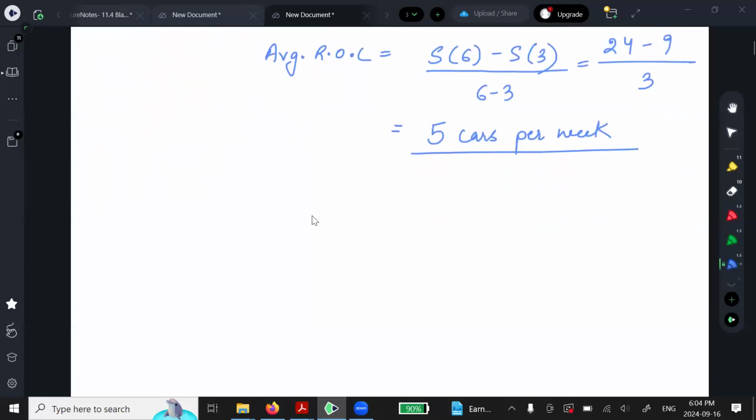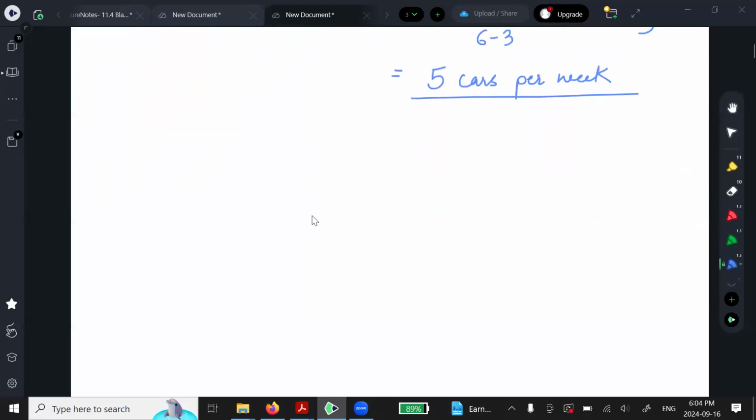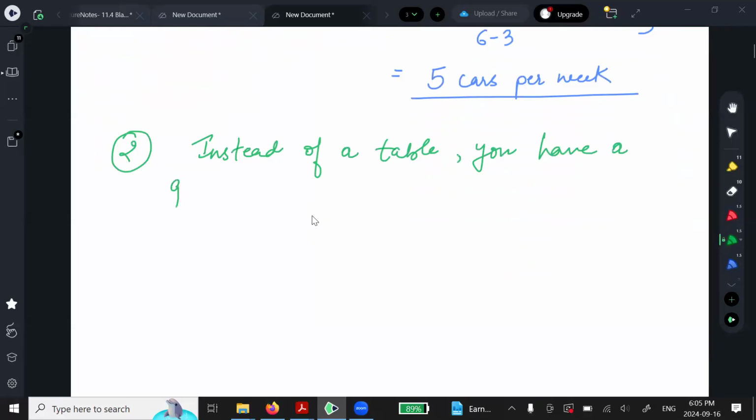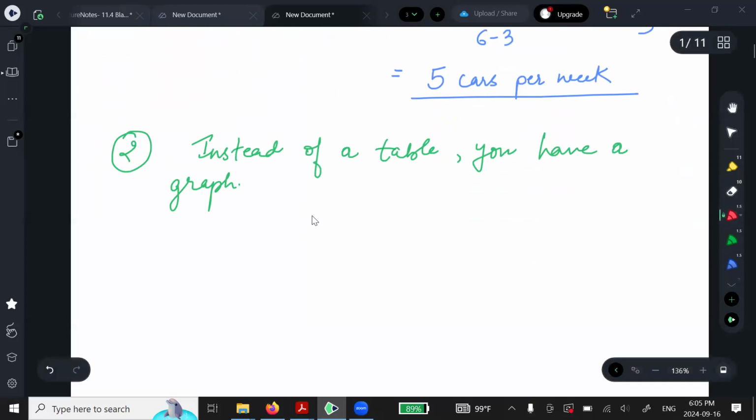Question number 2, it's a similar thing, but instead of a table, I give you a graph. For question number 2, I'm not going to solve it. Instead of a table, sometimes you will get a graph. You have a graph. Now, one thing that I want you to focus on in question number 2 is, tell me which is the year t equals 0. These are the two important things to note.